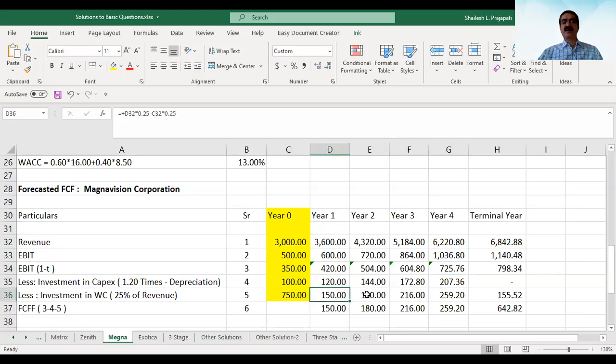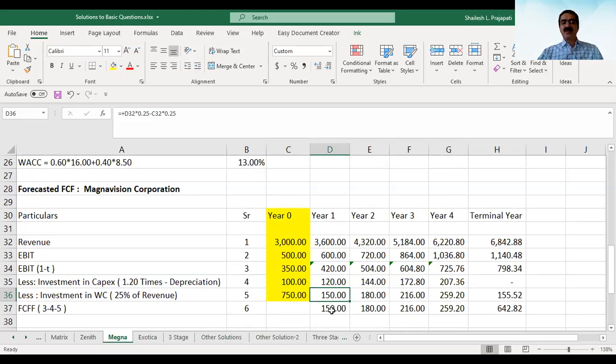So accordingly, we have taken the original working capital, and then there is the increase. So we get the difference on a year-on-year basis. Here we have taken D32. If you see, D32 is revenue into 0.25 minus D32 into 0.25. So incremental we have taken here.